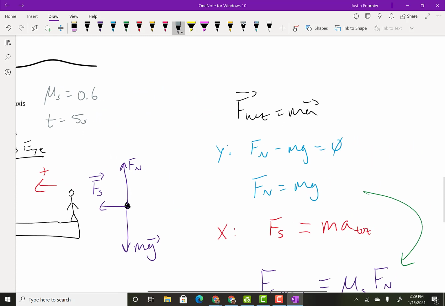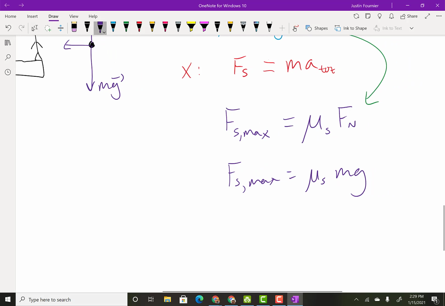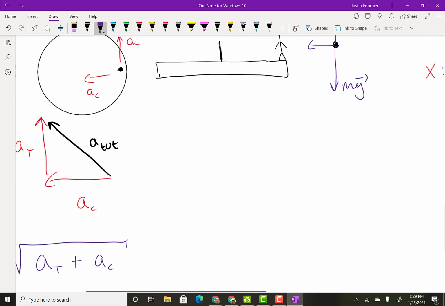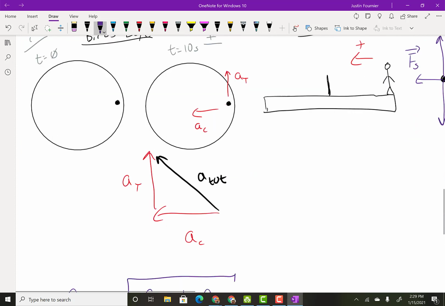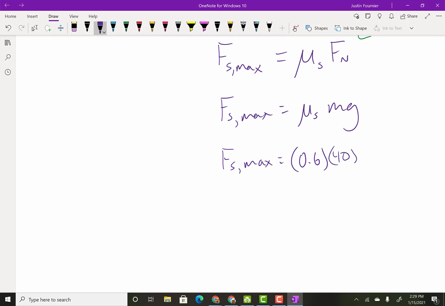Let's hold off right there because I want to establish what's going on here. Fs max would be 0.6 times the mass of the child, which they gave us, 40 kilograms, times g, so times 10. That's going to be 40 times 6, so that's going to be 240.